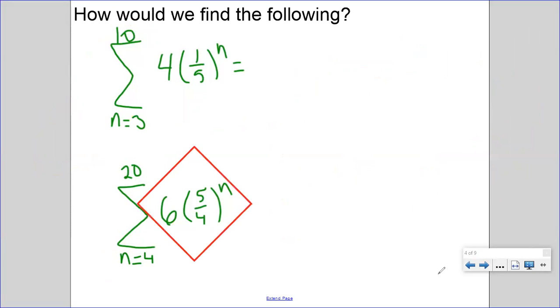Oh, hey, I made a diamond. That's nice. Definitely wanted to draw a diamond. All right, try the second one.